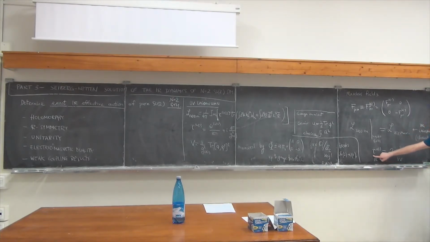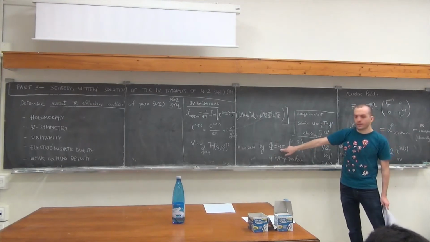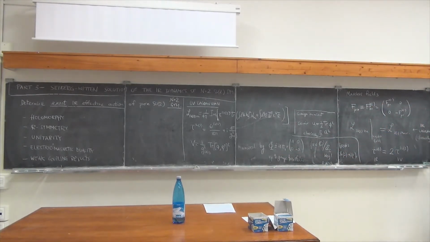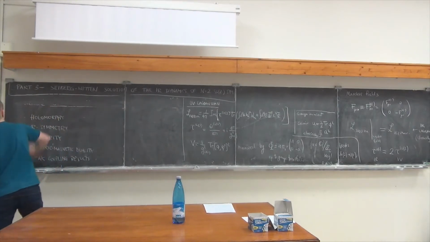So in particular, we would like to determine how the effective coupling of this U1 theory depends on, say, the parameters in the UV Lagrangian and the vacuum expectation value of phi. Okay, so this was classical. So now what happens, what changes at the quantum level?